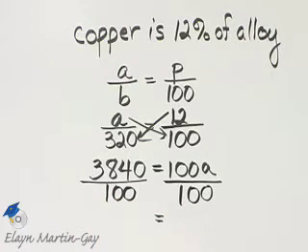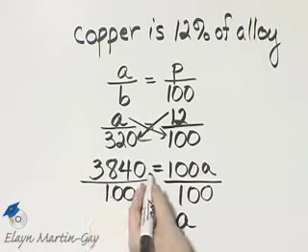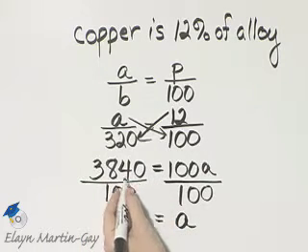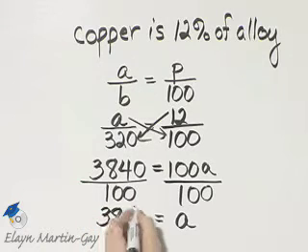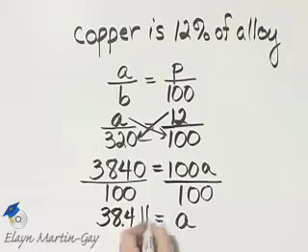Notice the right side simplifies to A. The left side, if you divide by 100, it essentially moves the decimal point 2 places to the left, so that's 38 and 4/10, and then don't forget that we are in pounds. The amount of copper is 38 and 4/10 pounds.